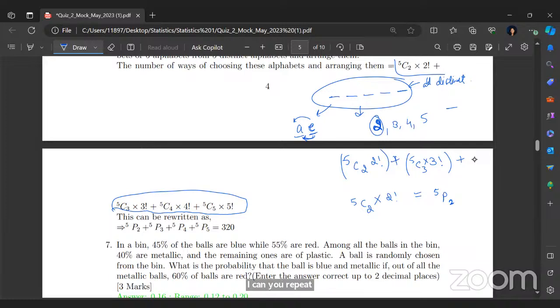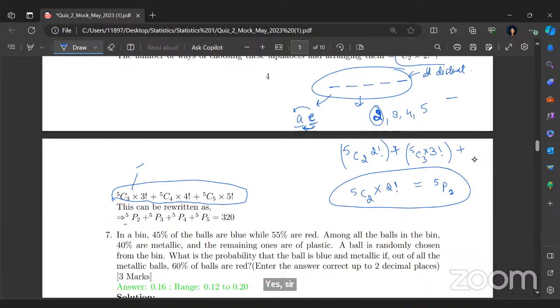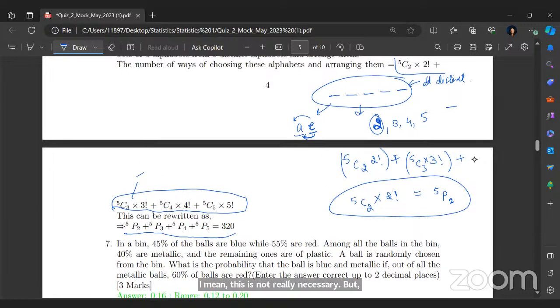You know the relation between permutation and combination, right? Yes, ma'am. So 5 choose 2 times 2 factorial is nothing but 5P2. Similarly, 5 choose 3 times 3 factorial is nothing but 5P3. All this can be written as 5P2 plus 5P3 plus 5P4 plus 5P5. This is not really necessary, but okay. So you solve this and you should get the answer.